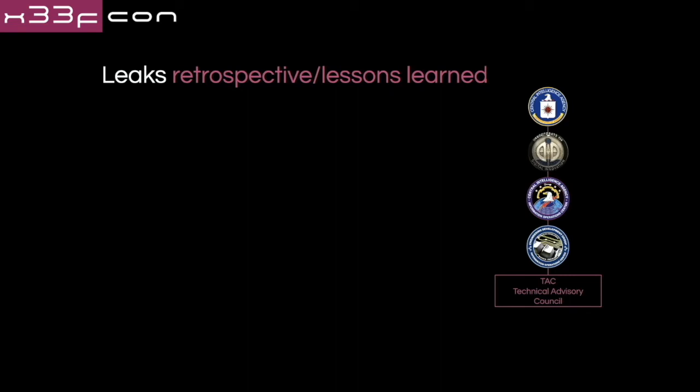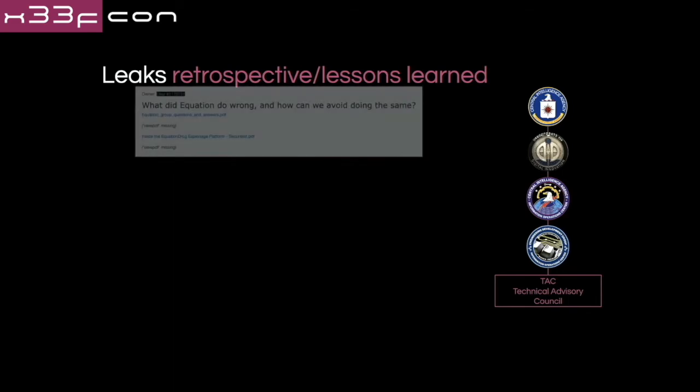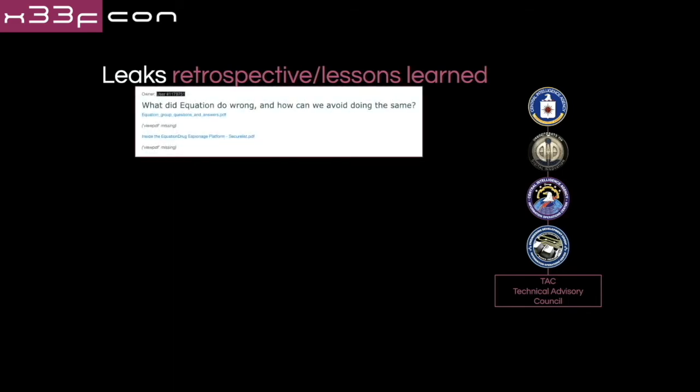Now, in the WikiLeaks content, there was a very interesting case, and it was this one. If you remember, in 2015, Kaspersky Labs created a very detailed report about the Equation Group that included a lot of the tools that they were using, how those tools were related to each other, and more or less the Equation Group as a threat actor. Now, this is a screenshot from this internal wiki page that was leaked by WikiLeaks. And what we read over here is, what did Equation do wrong and how can we avoid doing the same?